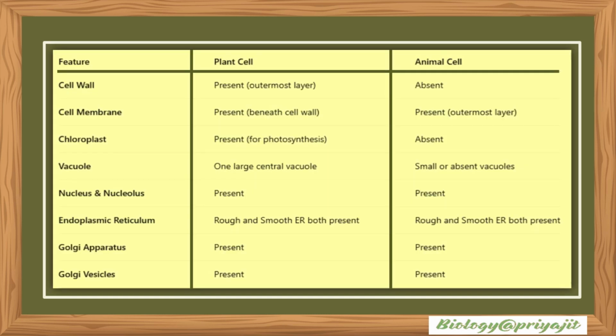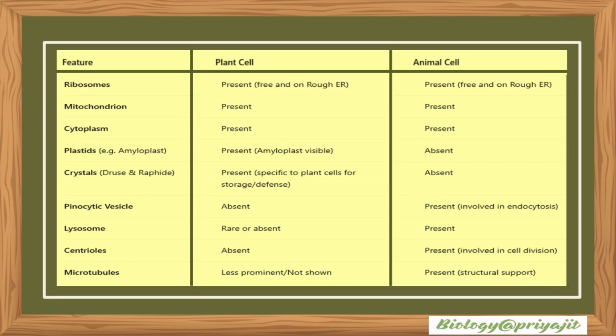Plant cell has cell wall, but animal cell has none. Cell membrane is the outermost layer in the animal cell. Cell membrane is present both in plant cell and animal cell, but in plant cell it is located just beneath the cell wall. Plant cell has chloroplast, but animal cell has no chloroplast. Plant cell has one large central vacuole, animal cell has small or absent vacuoles. Both plant and animal cells have nucleus and nucleolus. Both of them have endoplasmic reticulum, Golgi apparatus, Golgi vesicles, ribosomes, mitochondria, and cytoplasm.